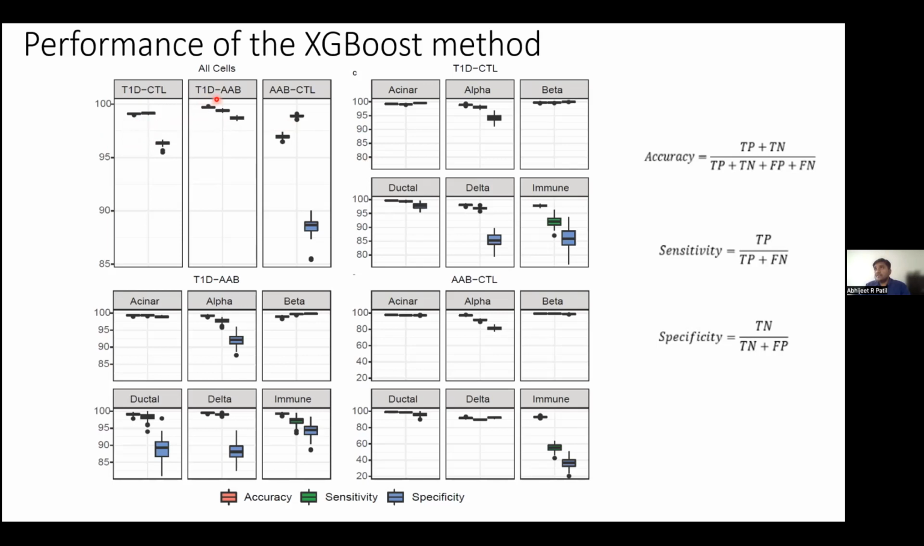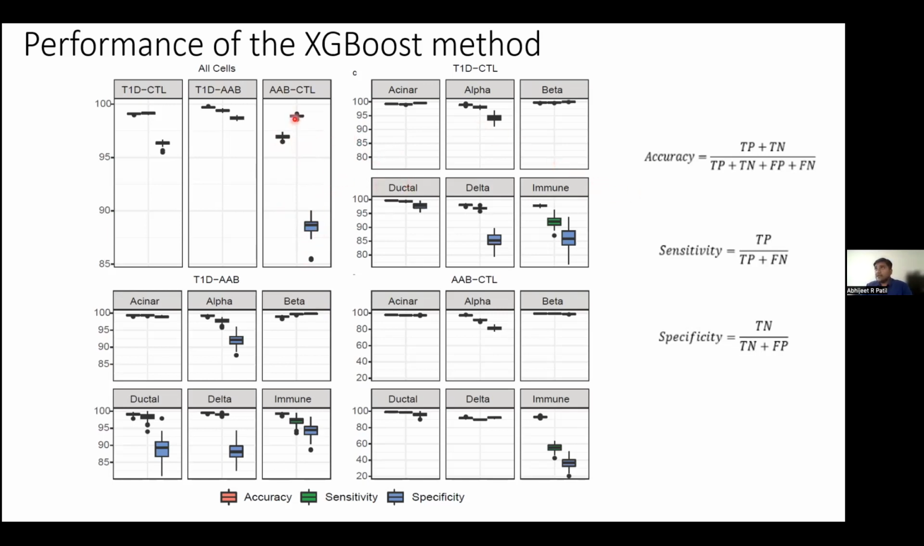Similarly, we applied the same thing for type 1D versus autoantibody positive donors and autoantibody positive versus control donors across all cells. So we observed similar trends, although in the autoantibody positive and control donors, we have decreased accuracies. The reason being autoantibody positive and control donors have mostly similar transcription signatures, and it's hard for the classifier to differentiate these two groups. That's the reason we have a bit less accuracy, but still the mean is more than 90.